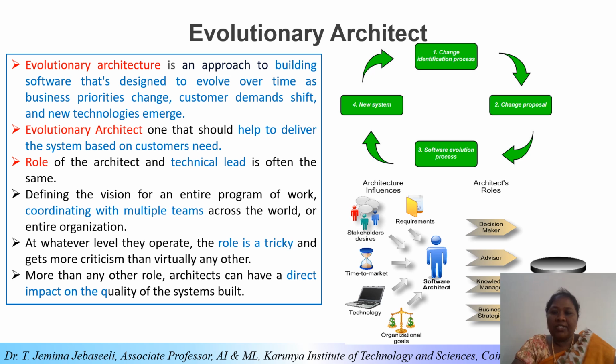But he keeps organizational goals in mind and works along with multiple teams toward those goals. His role is tricky, and architects have a direct impact on the quality of the system built. He identifies which processes are supposed to go for changes. He prepares such change proposals, and they will be introduced in the software. The software goes through such changes, and based on that the new system is introduced. This is how the evolutionary architect is involved in a particular project and works towards the organizational goals.